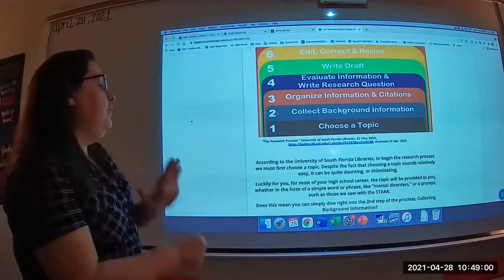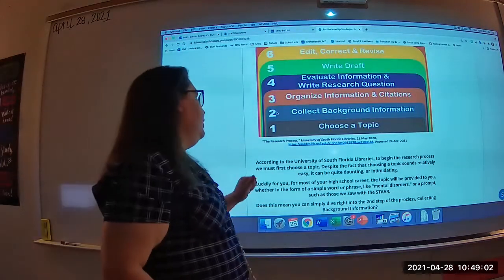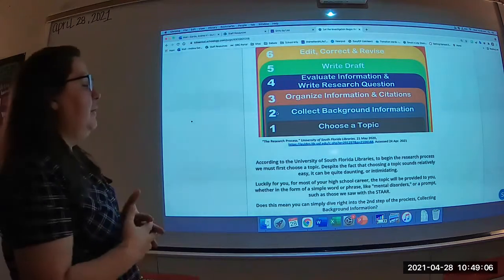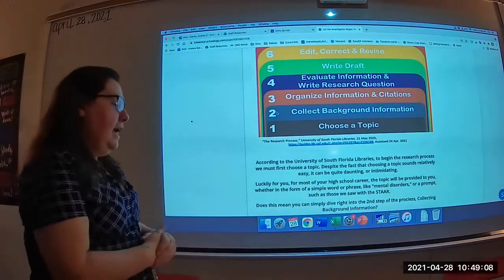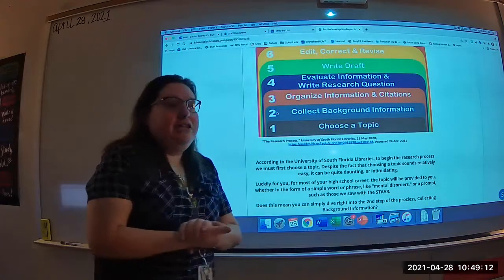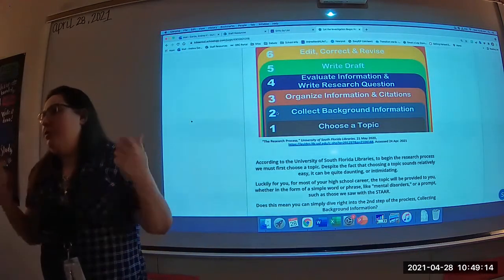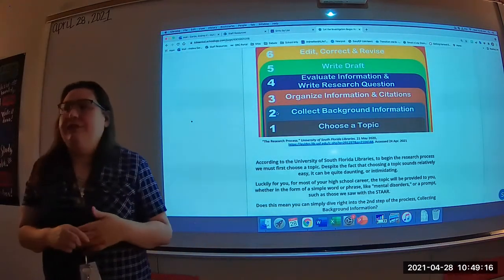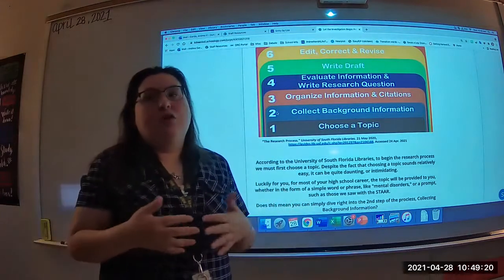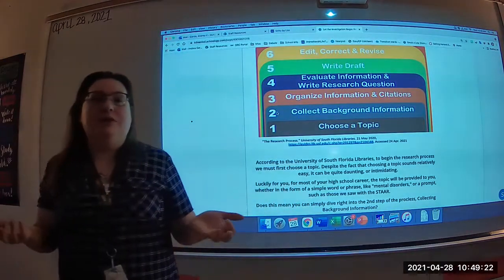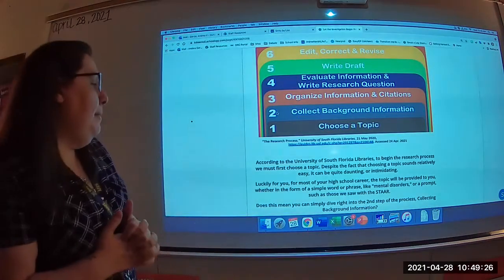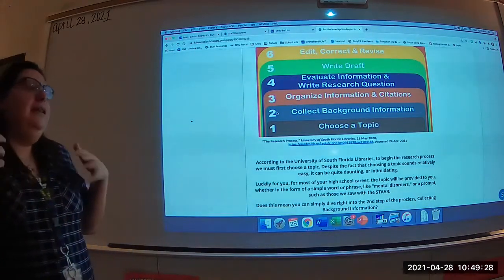So according to the University of South Florida Libraries, to begin the research process, you must first choose a topic. Despite the fact that choosing a topic sounds relatively easy, it can be daunting or intimidating. Now, luckily for you guys, you are in high school. In high school, normally teachers tell you what to write, right? We normally give you a prompt or we give you a topic. But even then, it can still be a little overwhelming. How many times have you looked at a prompt and thought, I don't know what to write, right? Yeah, so that can be a little difficult.